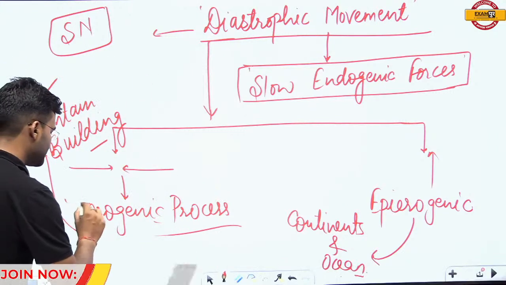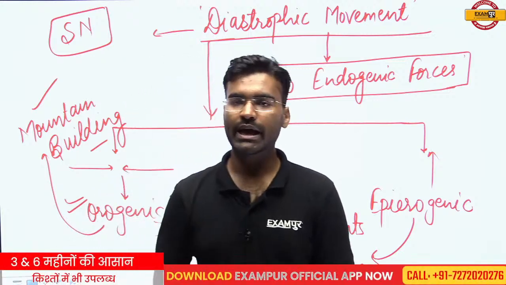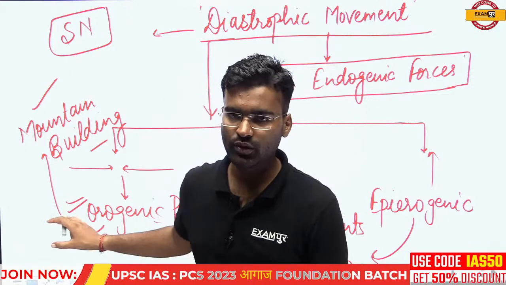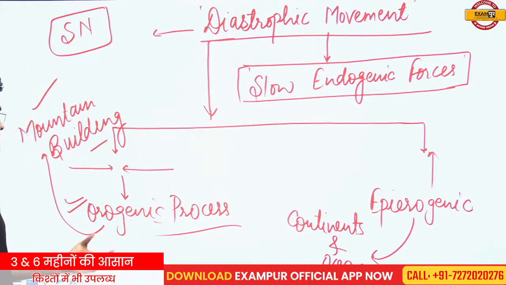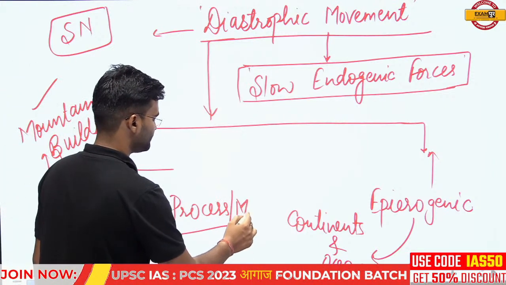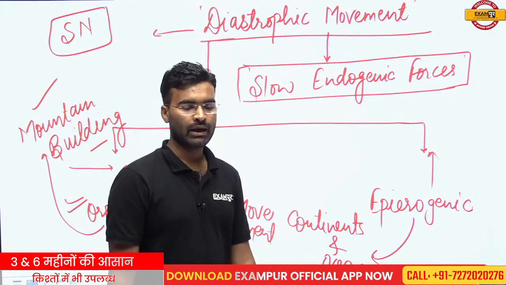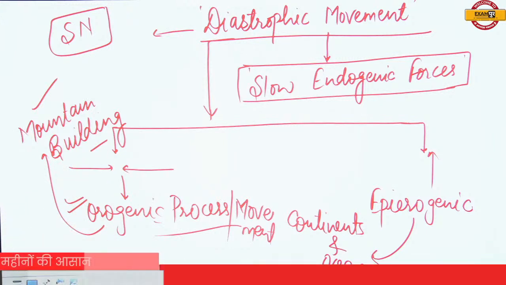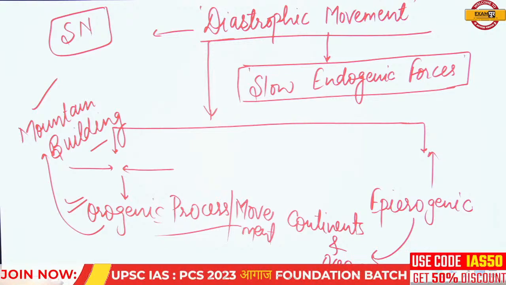So let us begin the orogenic process. What is the orogenic process, how does this orogenic movement happen, and what are its consequences? Which type of mountain is formed by this orogenic process or movement? I hope you are getting the points I am telling here. This is very important. It could be in your question paper in the form of short notes.